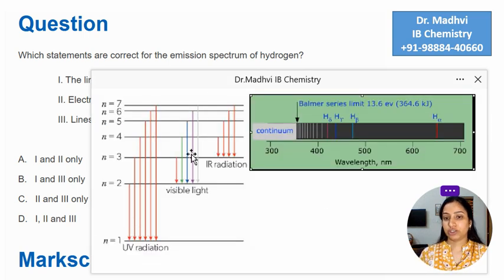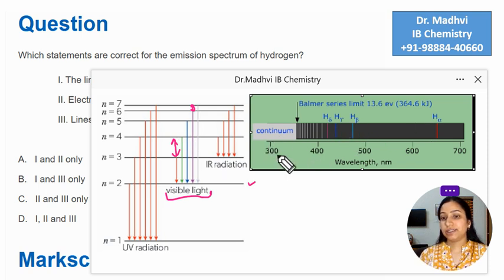See this image. In this image you can see that this is the visible region, right? So here are the lines which are emitted from higher energy levels to this lower energy level, that is n is equal to 2. So the energy gap between these lines is large and this energy gap is comparatively low.